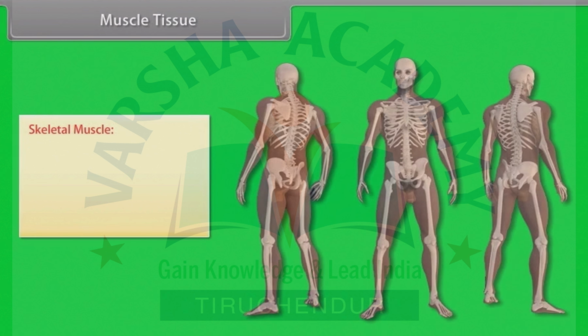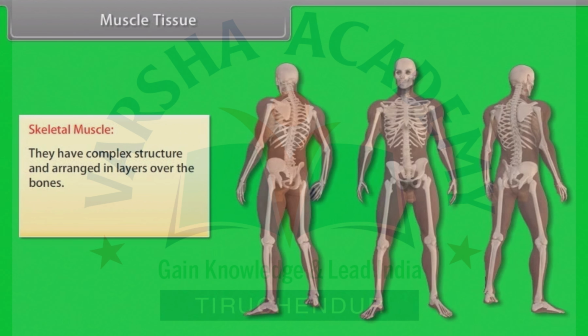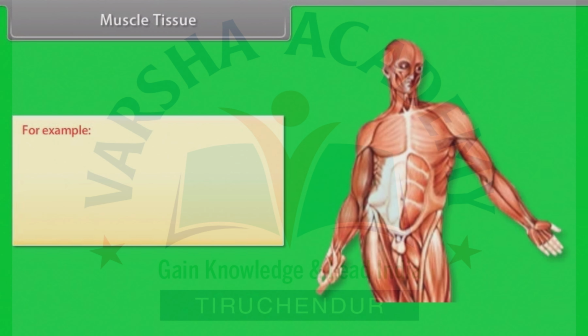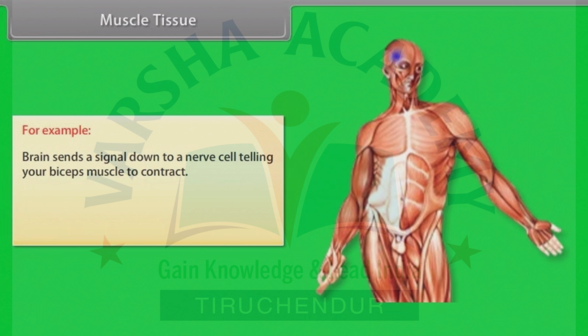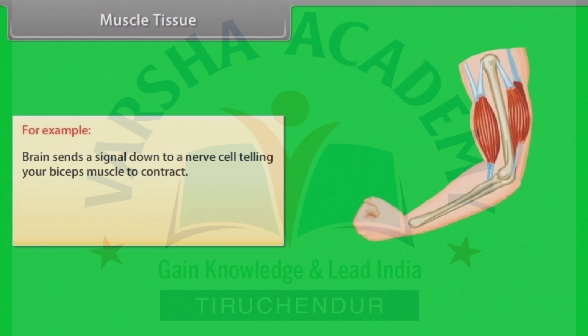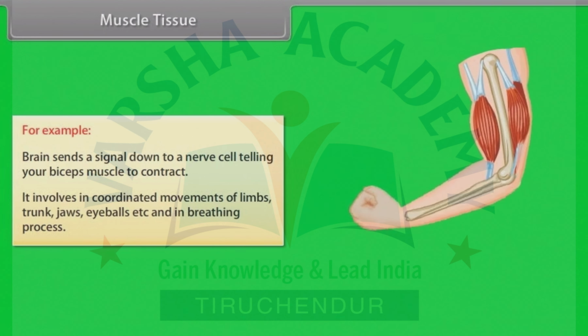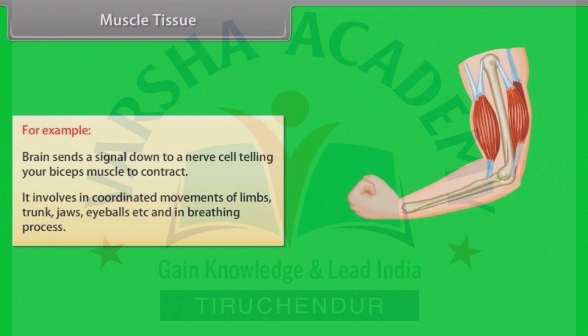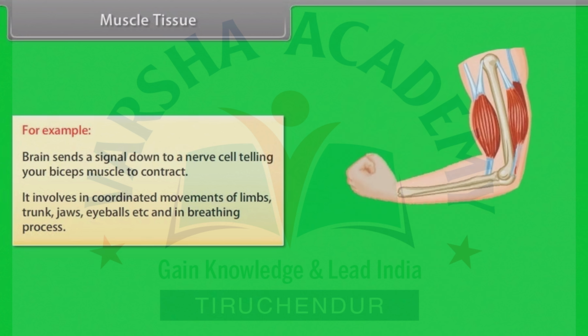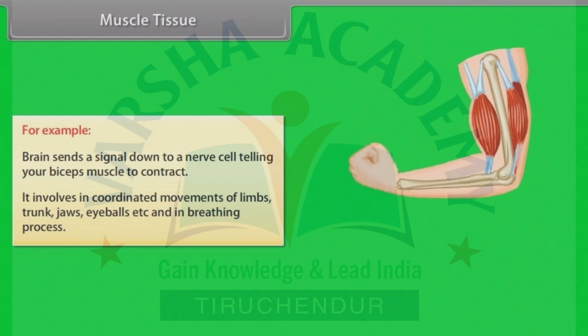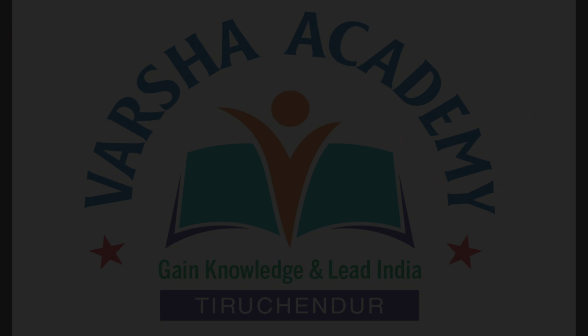Skeletal muscle. They have a complex structure and are arranged in layers over the bones. The basic action of any muscle is contraction. For example, the brain sends a signal down to a nerve cell telling your biceps muscle to contract. It is involved in coordinated movements of limbs, trunk, jaws, eyeballs, etc., and in the breathing process.